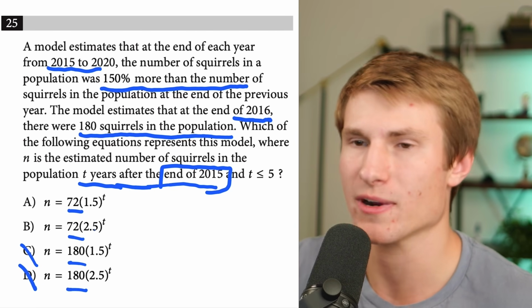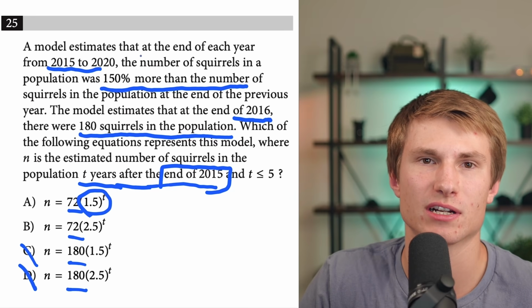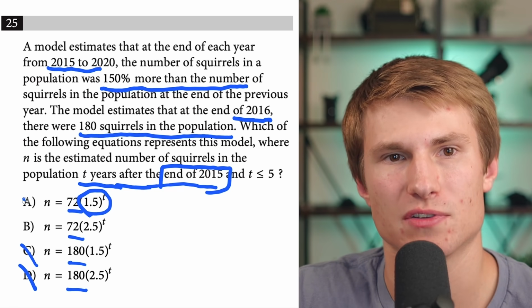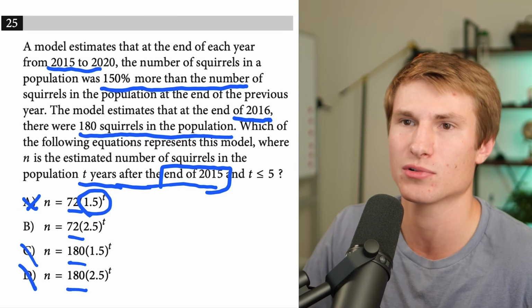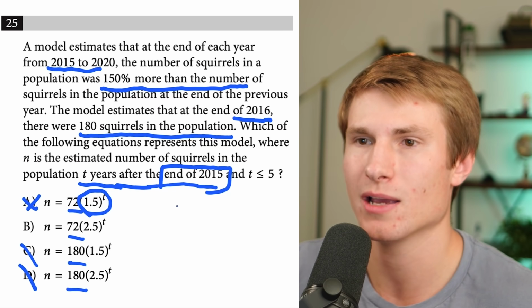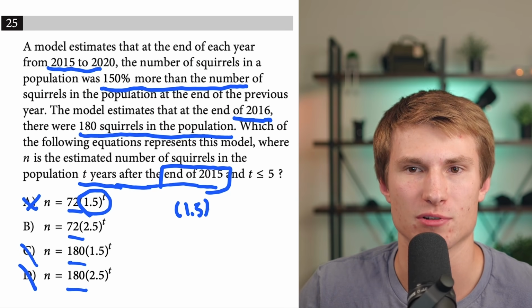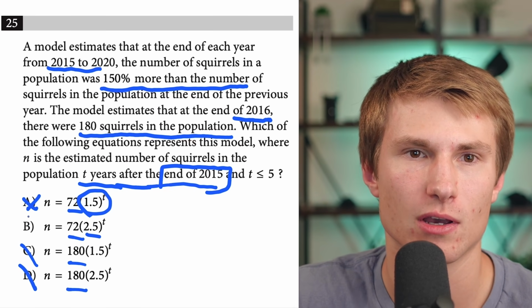Now, as far as the rate of increase, they're also trying to throw you off with answer choice A because they know that you're going to see that 150% and think, oh, that's just 1.5, but it's not. You have to keep in mind that it's 150% more than the number of squirrels in the population at the end of the previous year, right? So if we were increasing by 50%, then it would be 1.5, but we're not increasing by 50%. We're increasing by 150%, which means we have to multiply that by 2.5. So our answer there has to be B.